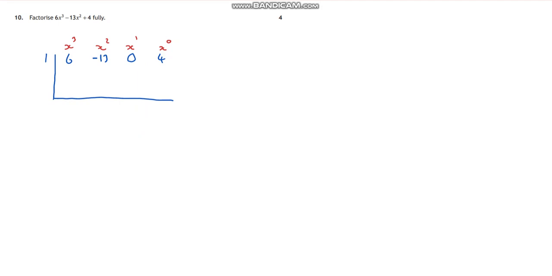We pull this one down to give us 6, and then we're multiplying and adding. So 1 times 6 is 6. Take away 13, it's going to be negative 7. Multiply it for negative 7. Add it. Multiply it. Nope. So that's 11. So 1 is not a factor. Let's go again. So I've got 6, negative 13, 0 and 4.